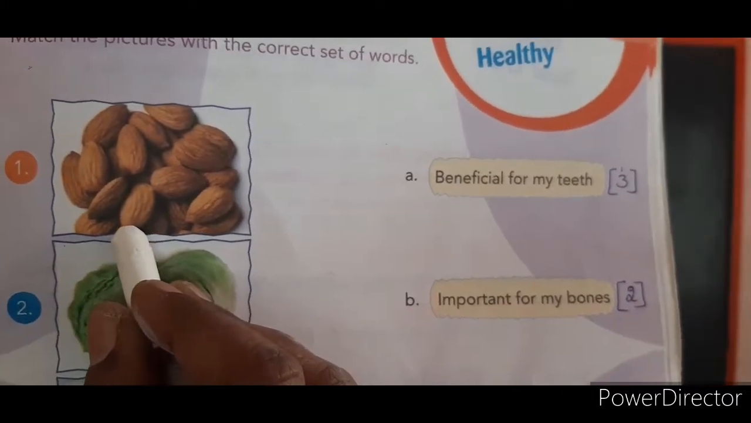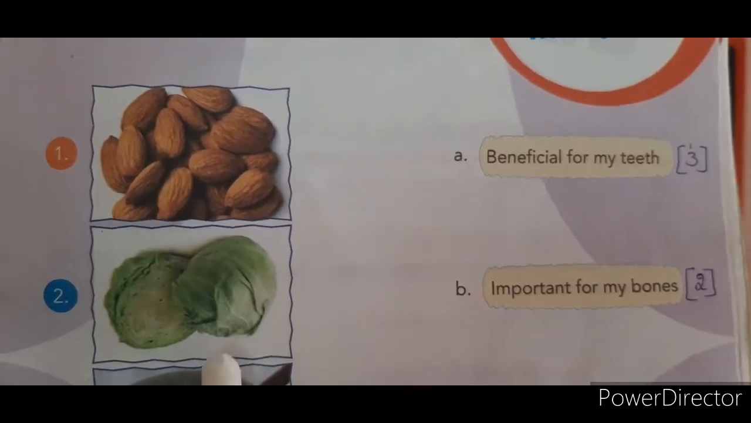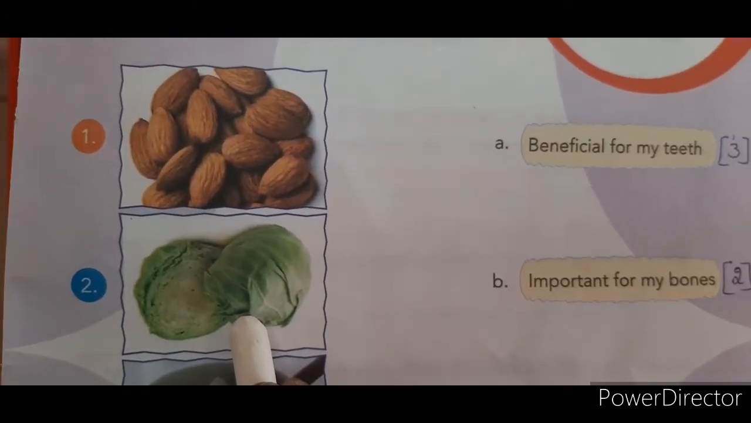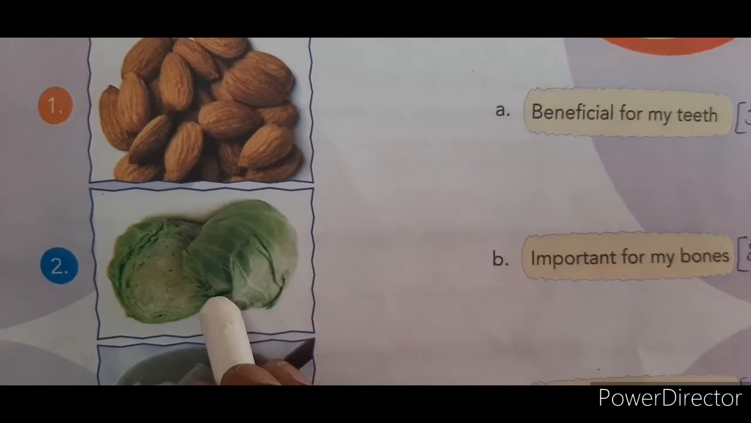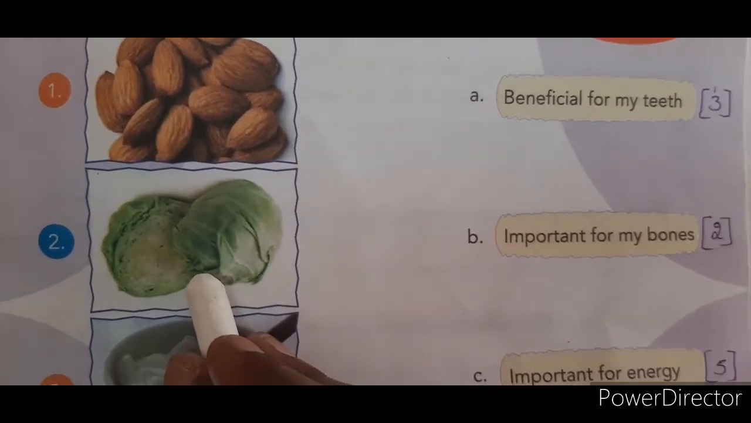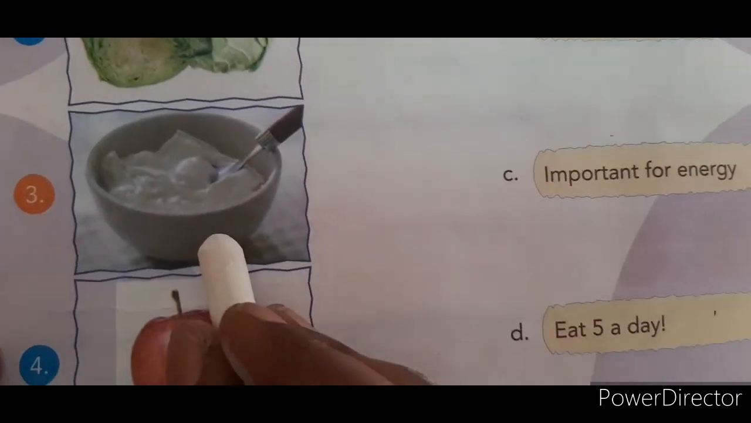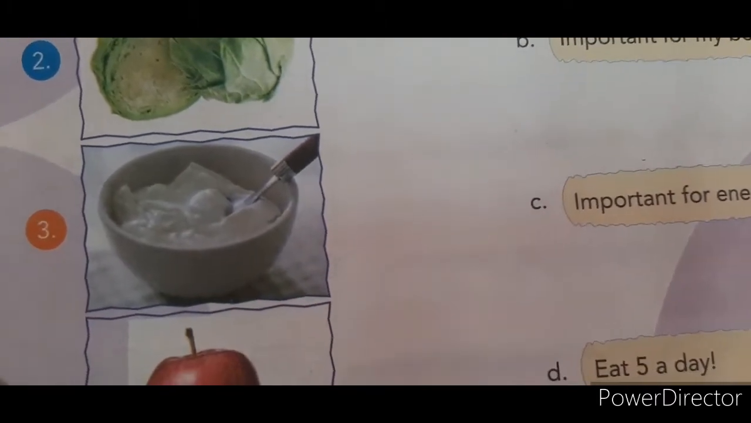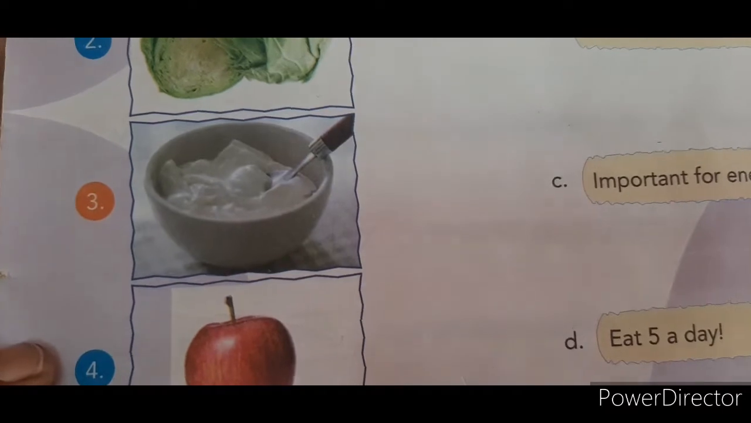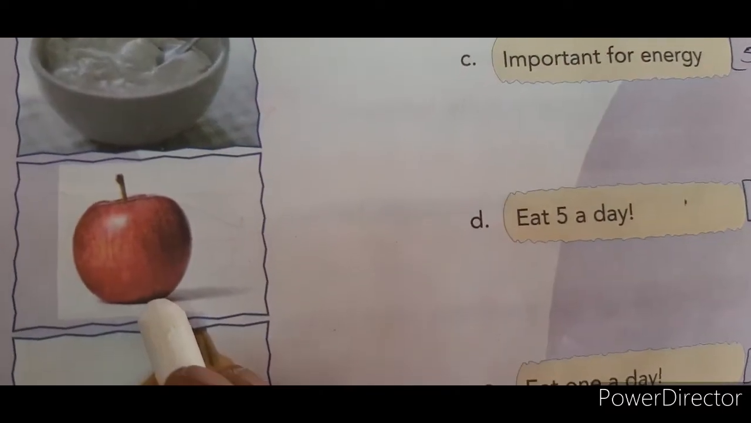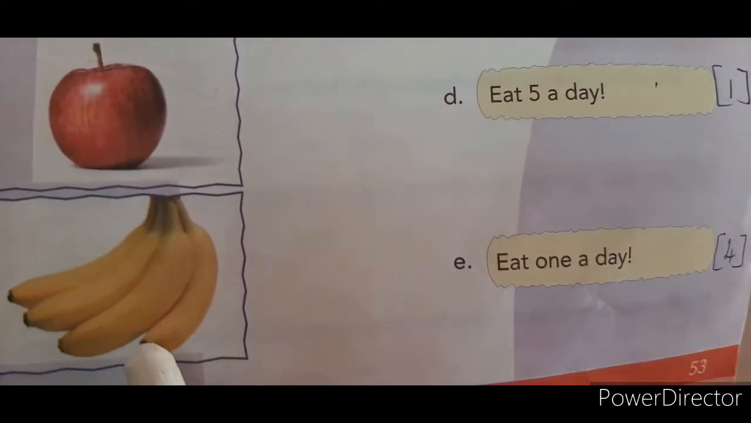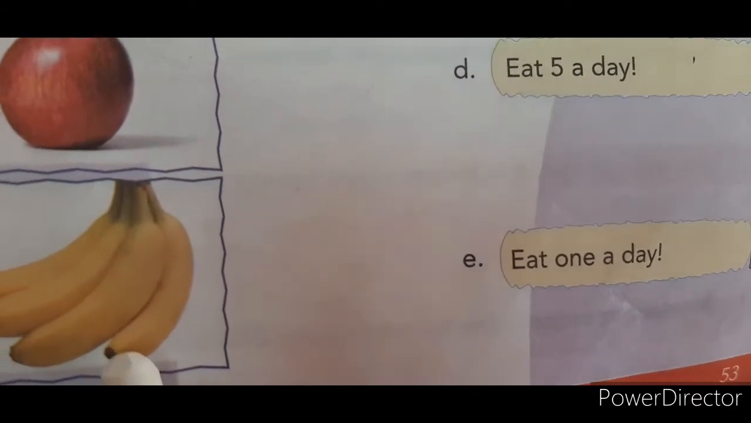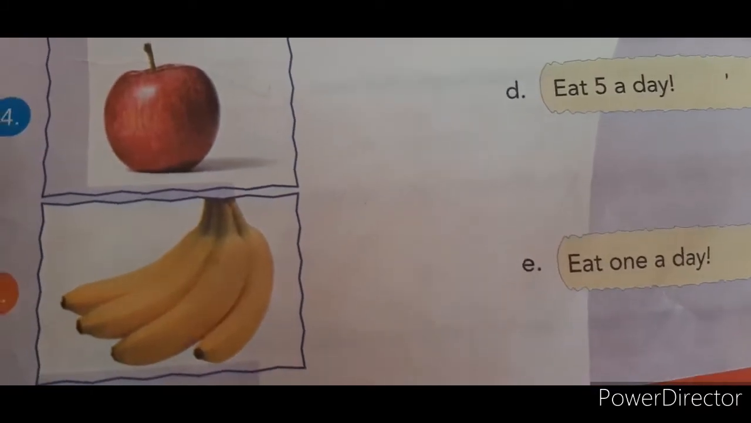Almonds. Okay, we should eat 5 a day. And then cabbage. Cabbage is important for our bones. And then curd is important for our teeth. Apple. Apple, we should eat 1 a day. Banana, it is an energy giving food.